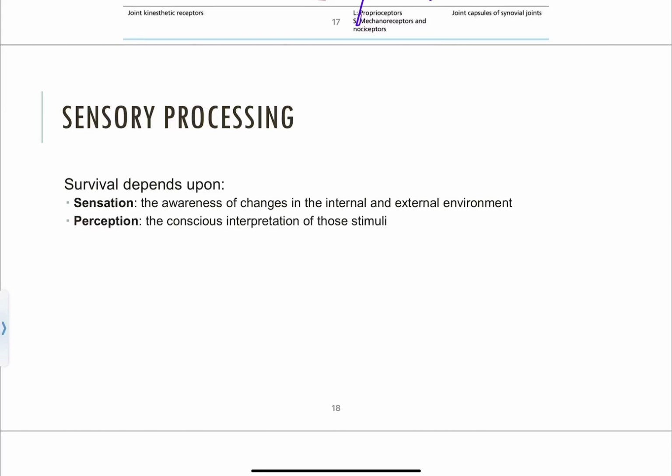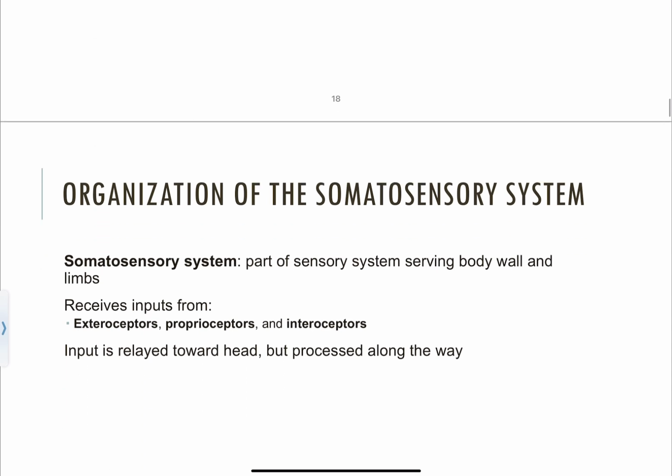Okay, so now moving on to section 2, where we're going to talk a little bit about sensory processing. Survival depends on both sensation and perception. Sensation, again, is the awareness of changes in the internal and external environment. So basically, our ability to detect these changes. Perception is the conscious interpretation of those stimuli, and that's going to determine how we actually respond to the sensation that we're aware of.